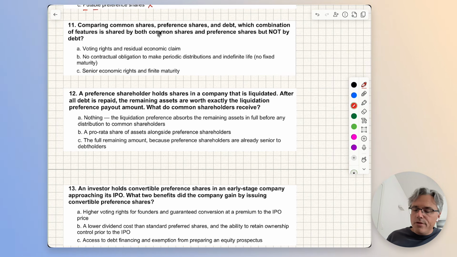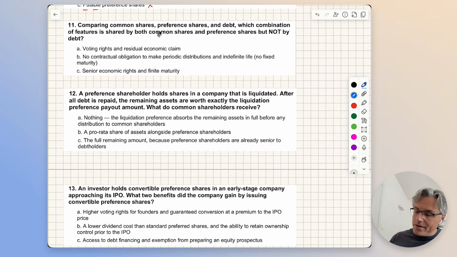11. Comparing common shares, preference shares, and debt. Which combination of features is shared by both common shares and preference shares, but not by debt? So this is going back to an important point, I believe, from the first video, or was it the second video? I can't remember now. The very hybrid nature of preference shares, that preferred stock shares features of both common equity and debt.